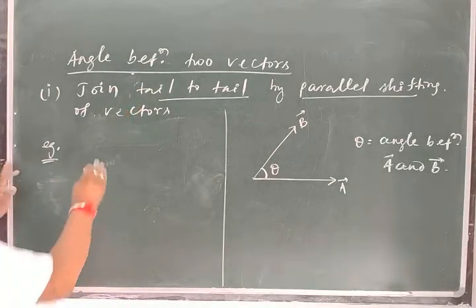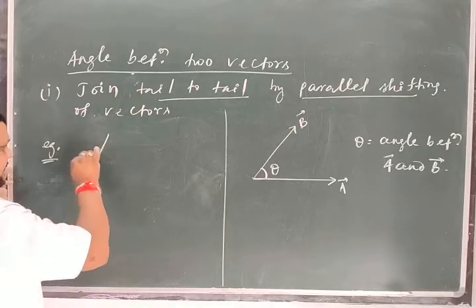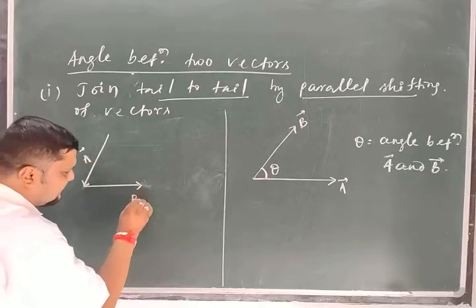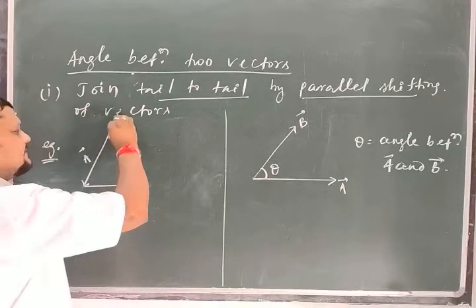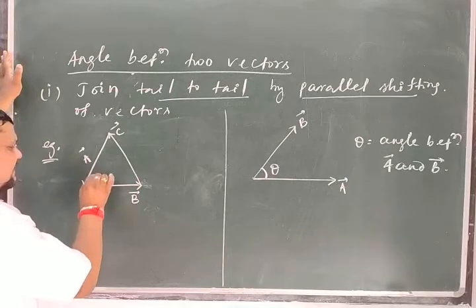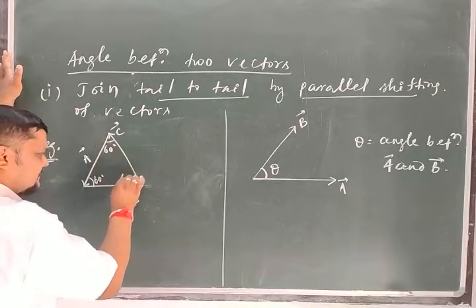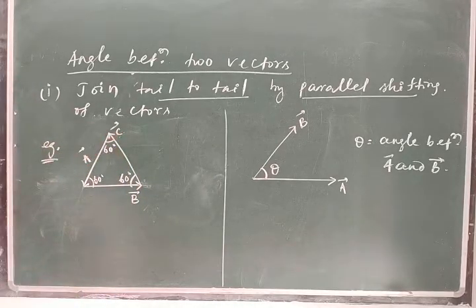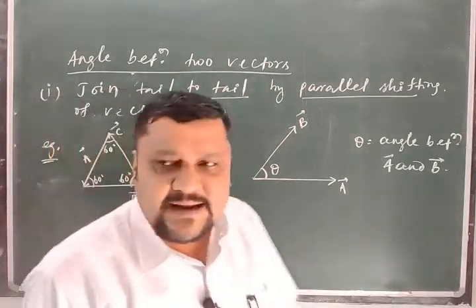You are given an equilateral triangle like this. A is a vector, B is another vector, representing the sides of an equilateral triangle like this. C is a vector, shown like this. Equilateral triangle means you know that the angles are 60. Each angle is 60. But if I ask what is the angle between A and B, B and C, C and A, is it 60? No. If you say 60, it is wrong. What will that angle be?